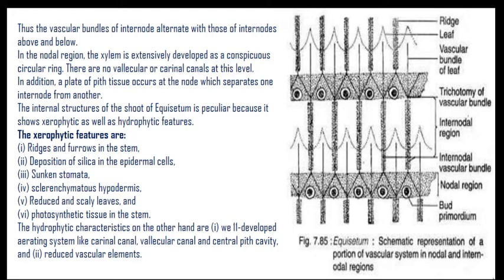The hydrophytic characteristics, on the other hand, are a well-developed aerating system like carinal canal, vallecular canal and central pith cavity, and reduced vascular elements. So these are the hydrophytic characteristics. So both types of characteristics are found in Equisetum.